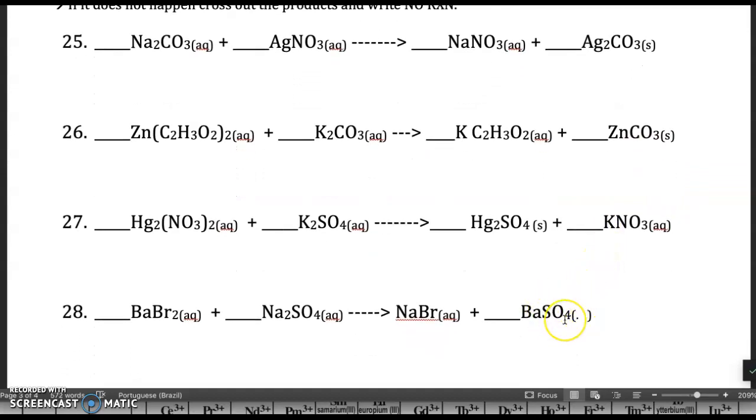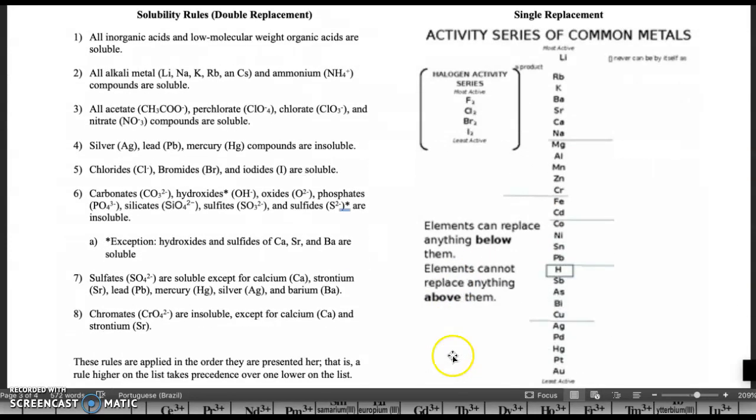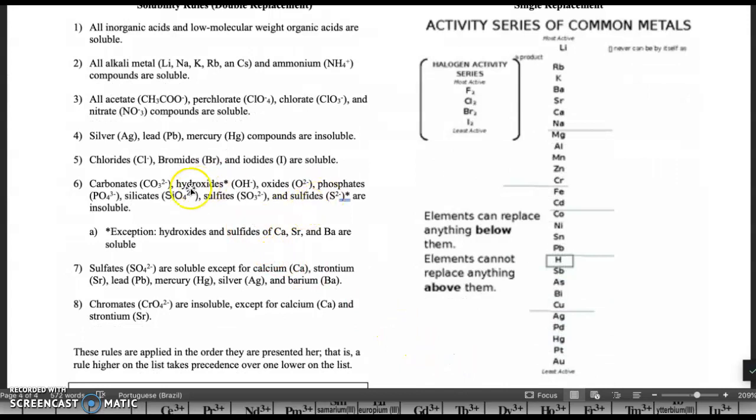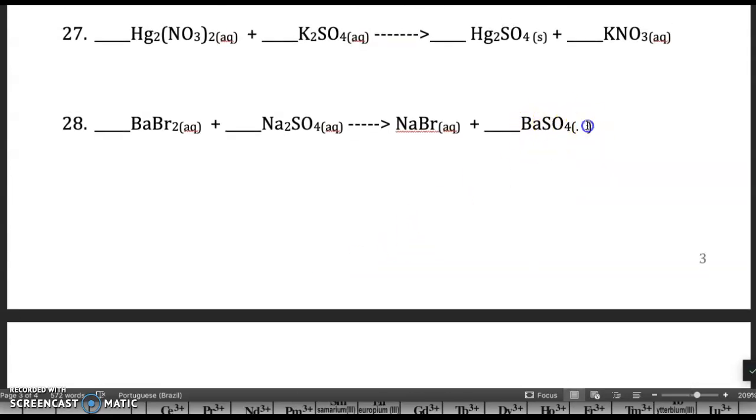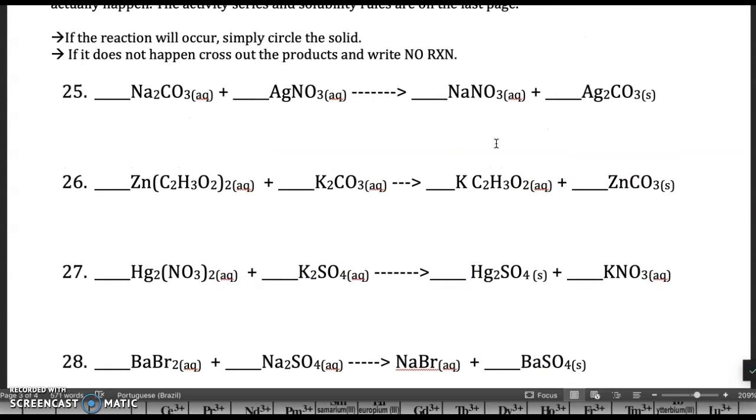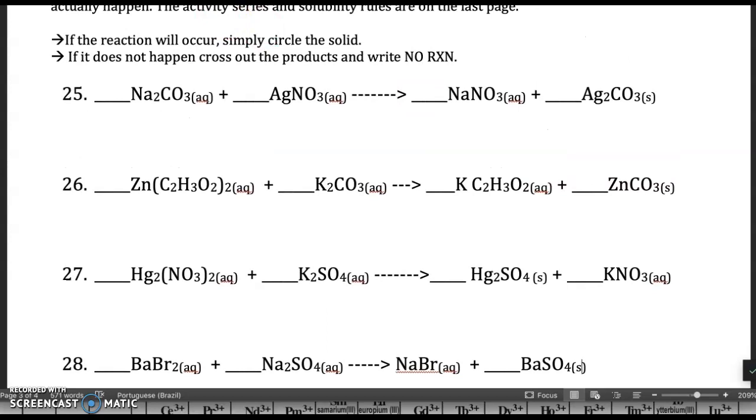Then I got something about a sulfate right here, SO4. Sulfates are soluble except when they're with calcium, strontium, lead, mercury, silver, barium. So it's going to be aqueous unless I see it on that list. And since it's with Ba, that actually tells me that this is solid. Okay, so now I just got to finish what it's asking me to find, and then I can go back and work on balancing some stuff.